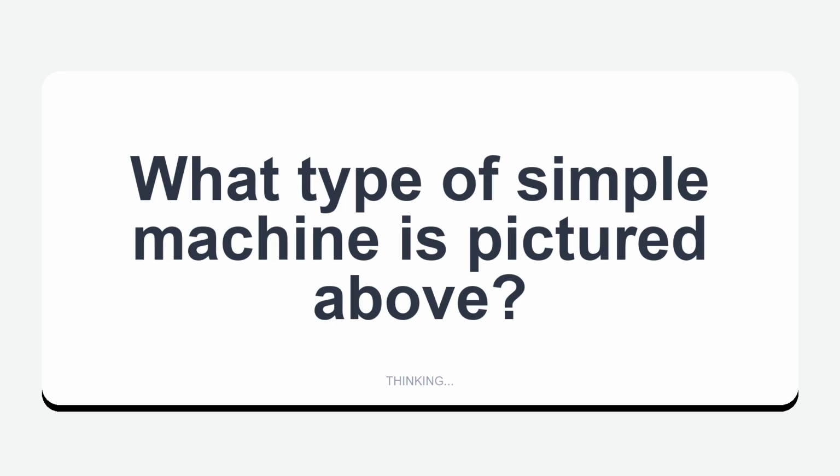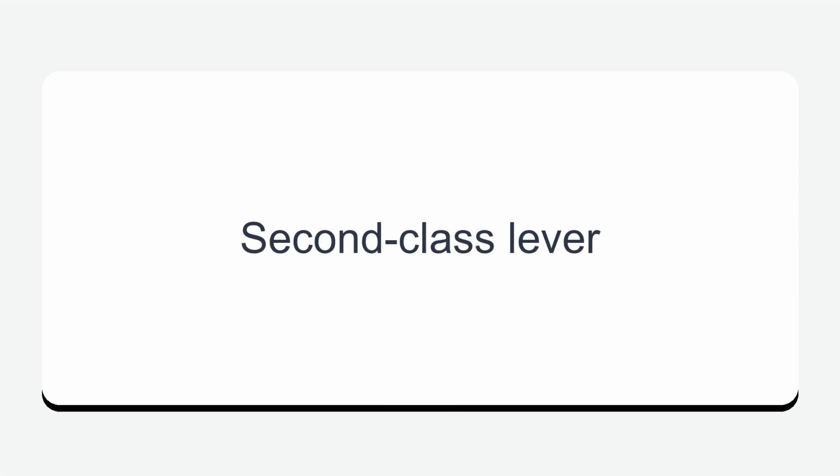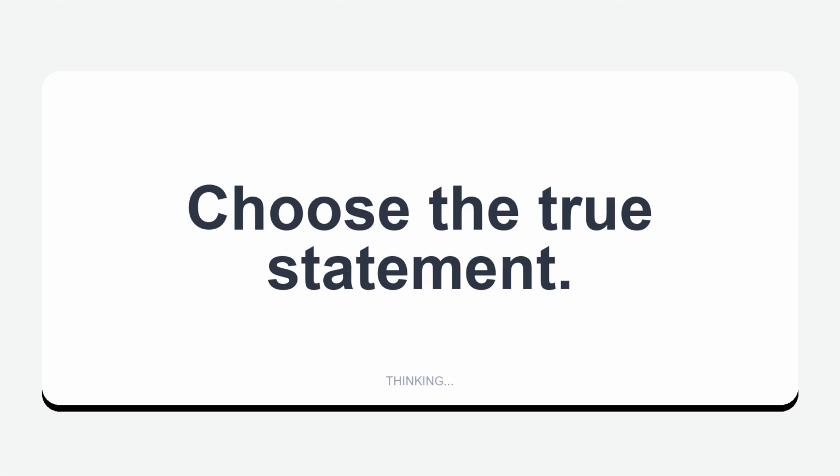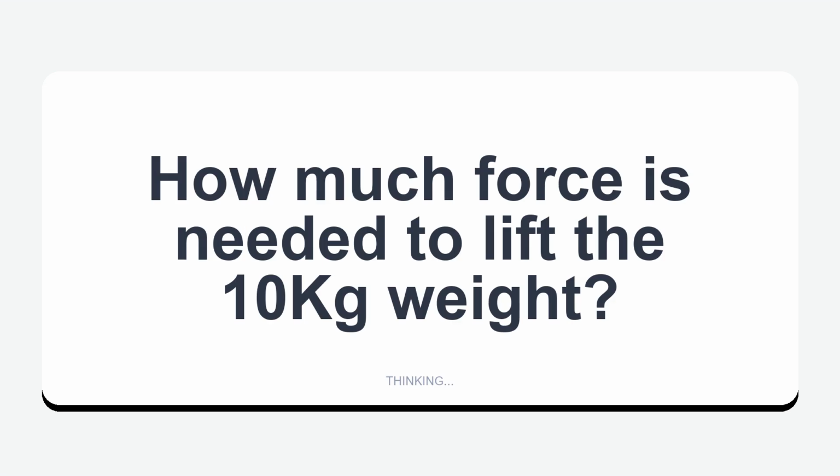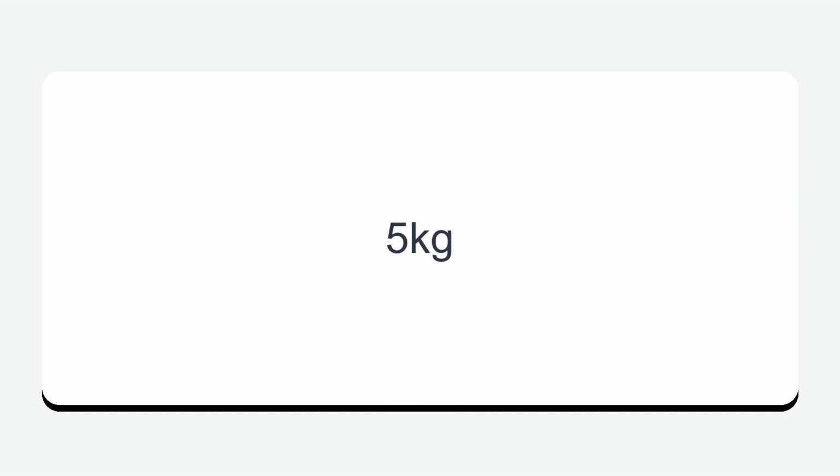What type of simple machine is pictured above? Second-class lever. Choose the true statement. Jerk is the derivative of acceleration. How much force is needed to lift the 10 kilograms weight? 5 kilograms.